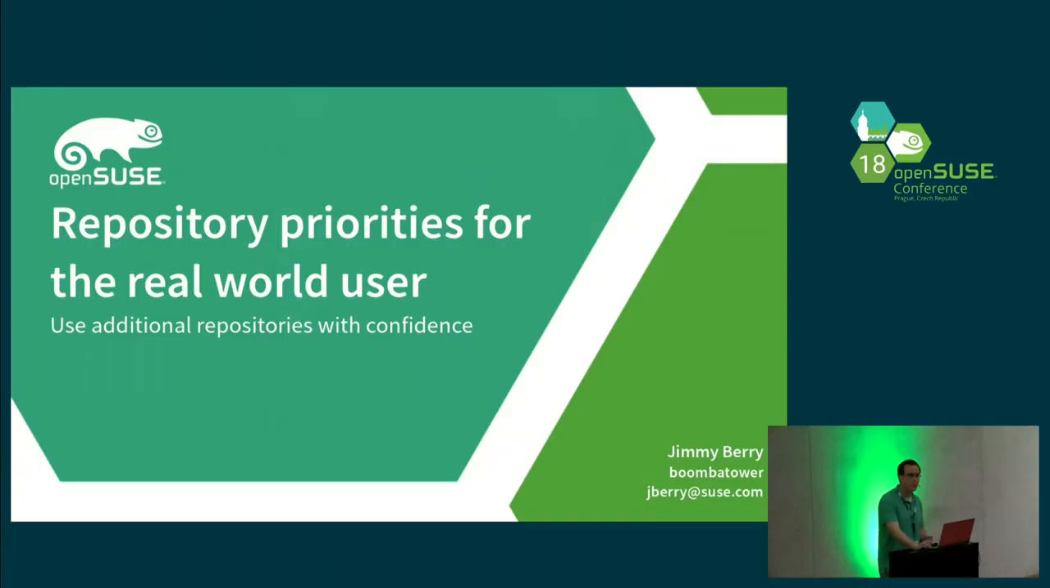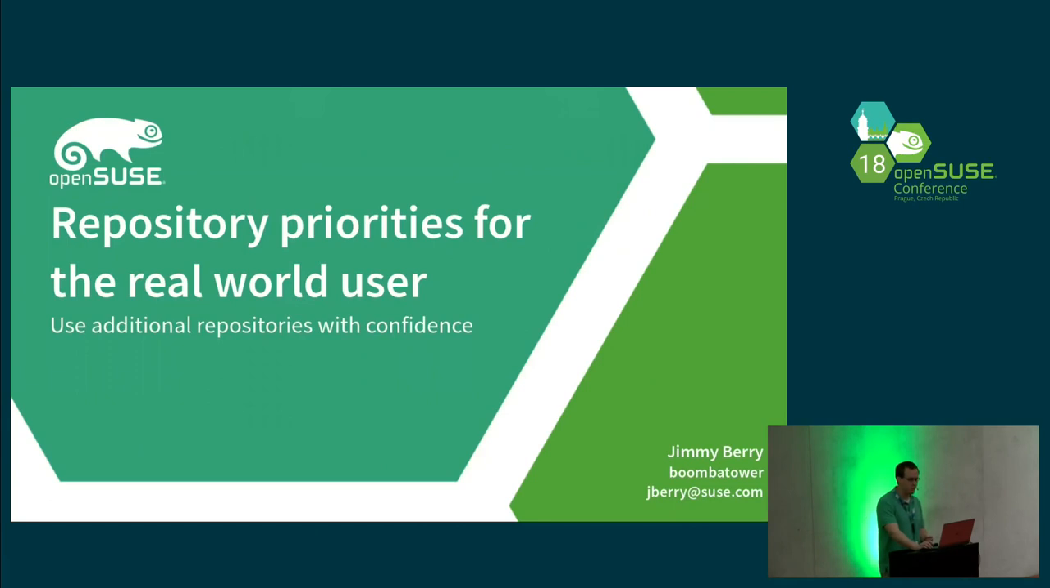All right, I guess go ahead and get started. So the talk's obviously repository priorities for the real world user. I guess my motivation for making this talk is seeing people in IRC and some of the other support channels have issues that I believe could be resolved by using priorities on repositories.